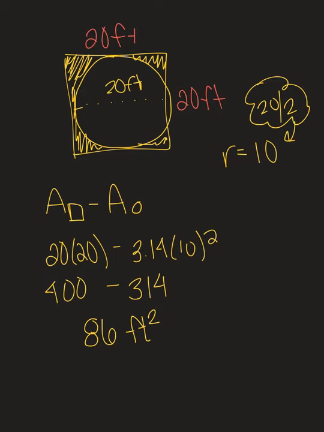I do just want to remind you again as you're doing these problems that if you ever see anything about square units, so square feet, square meters, square miles, whatever, that is talking about area. And if it's just like feet or inches or centimeters, that is talking about perimeter.